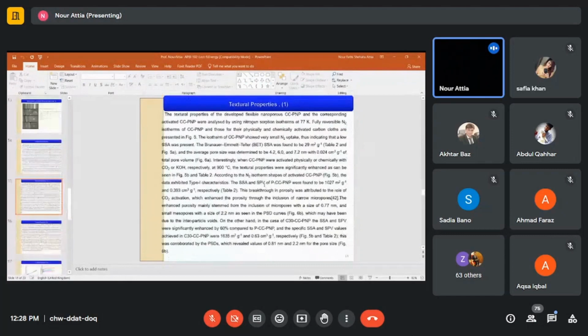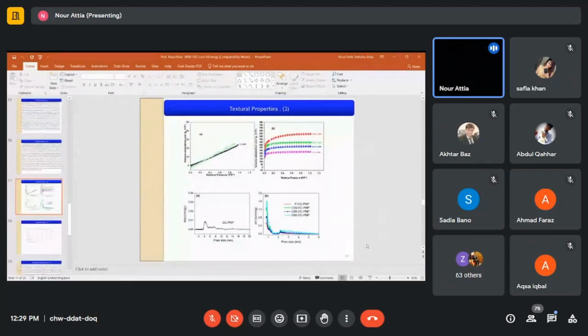Yeah, these are the textural properties. I will just show you here because this is very important actually. You have to know the surface area. You have to know the pore size distributions. You have to know what you have exactly, because based on the results you get, you will define whether your material will have a good performance in hydrogen uptake, carbon dioxide capture or not.